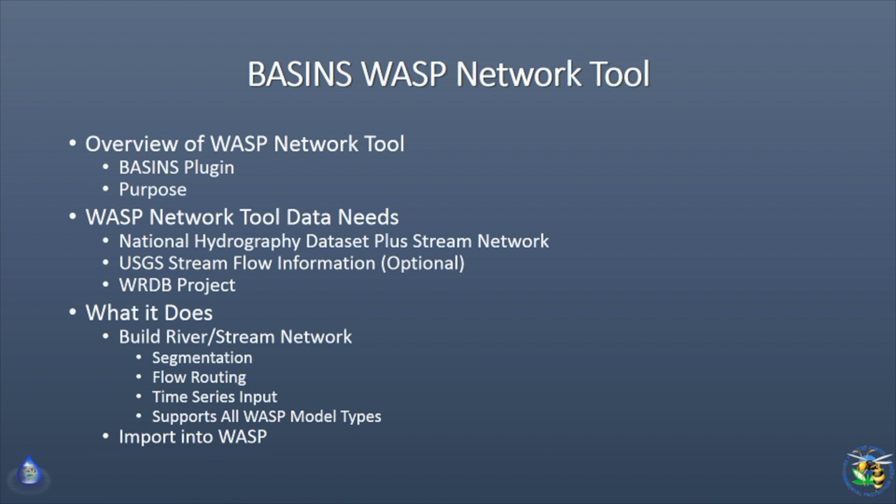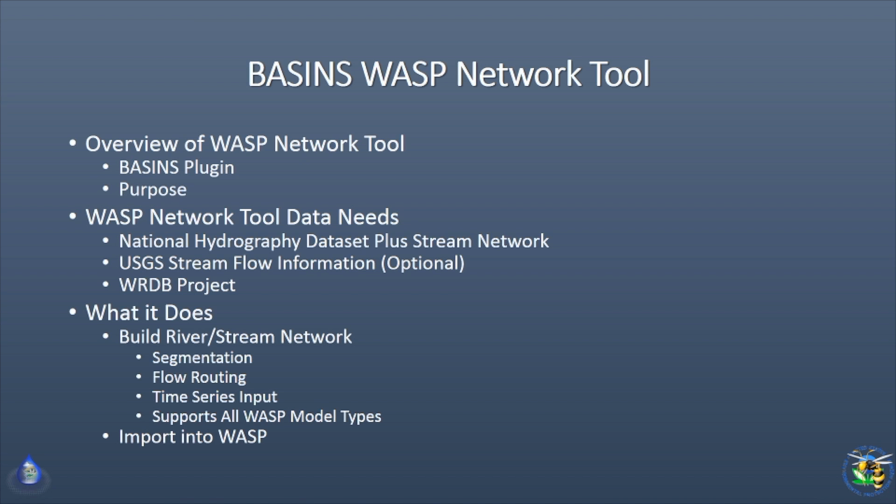It is a plug-in. As far as what kind of data the network tool needs, you'll need the National Hydrography Dataset, NHD+. You could download USGS streamflow information, not only gauge location, but the time series of data to pull directly into WASP. And then if you built a water resources database project that actually had quality or concentration data, you could pull it in at the same time. The nice thing about the BASINS framework is it can download the NHD Plus network for you, as well as the US streamflow information from their NWIS system.